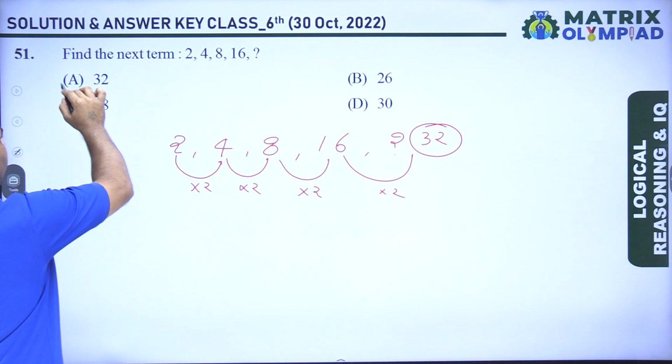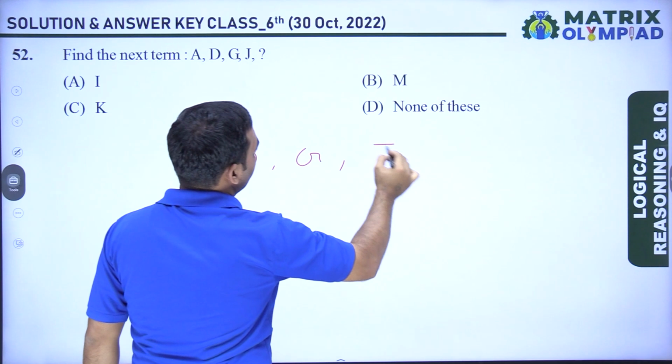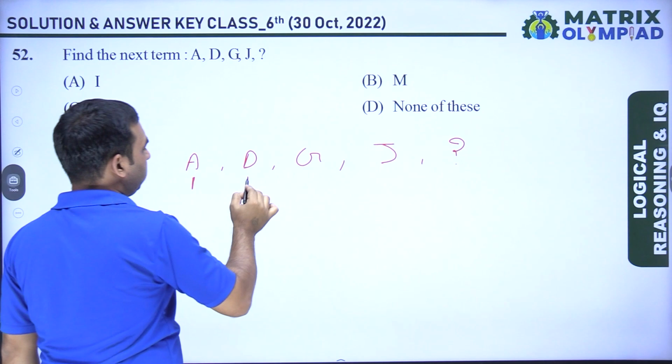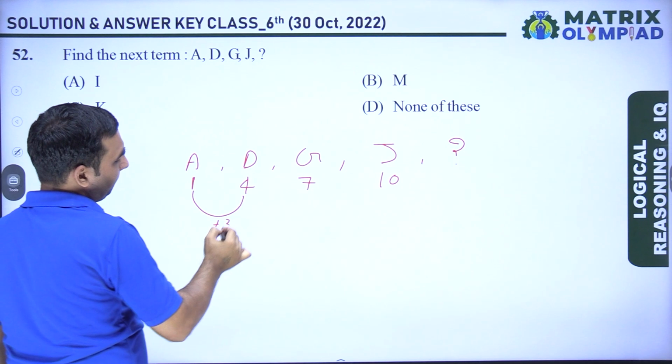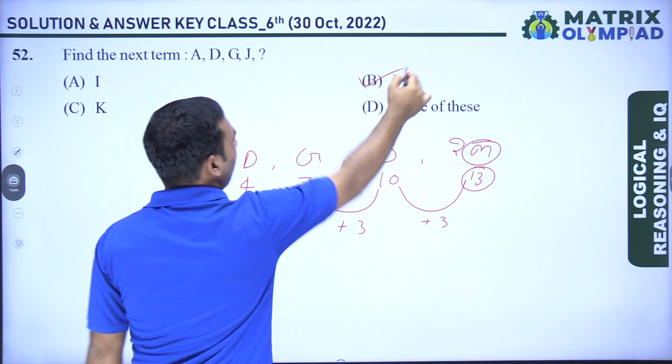Next question is, find the next term of A, D, G, J. What is the next term? As you see, A is the first, D the fourth, G the seventh, J the tenth letter. Plus 3. If we add 3 to 10, we get 13. 13 means M. M is our answer. Option B is the correct answer.